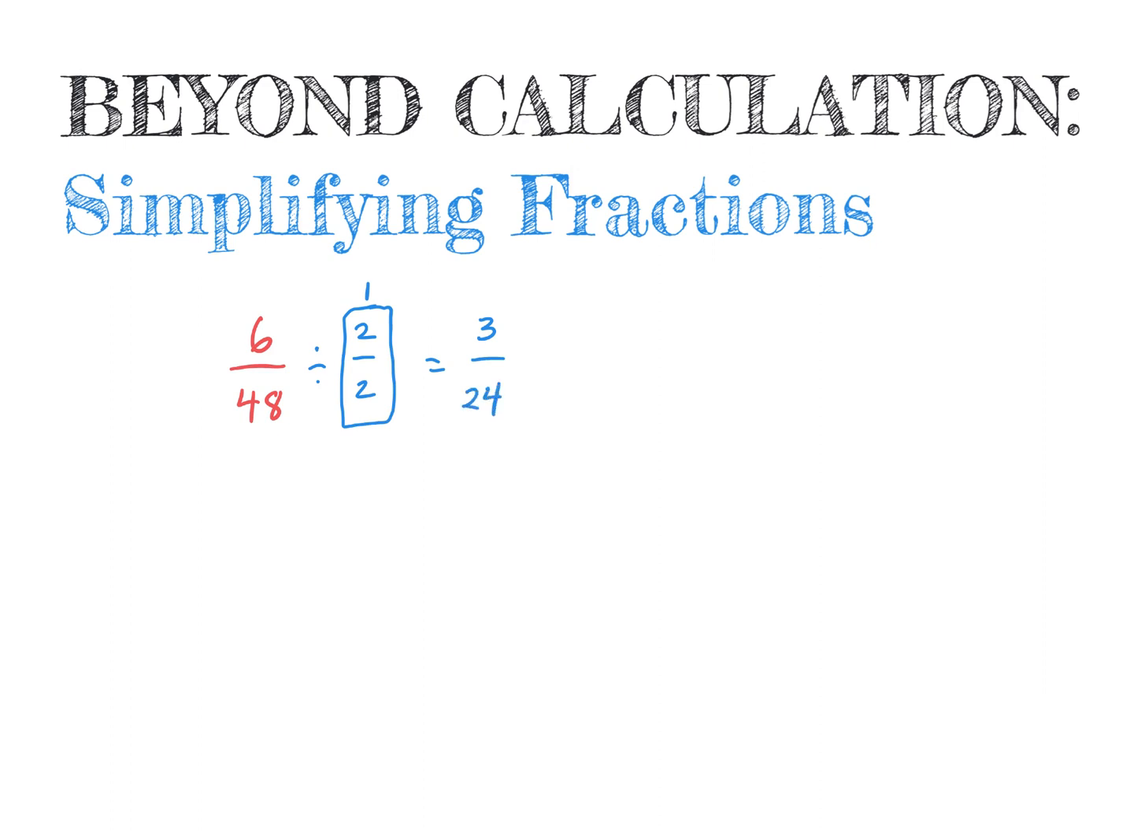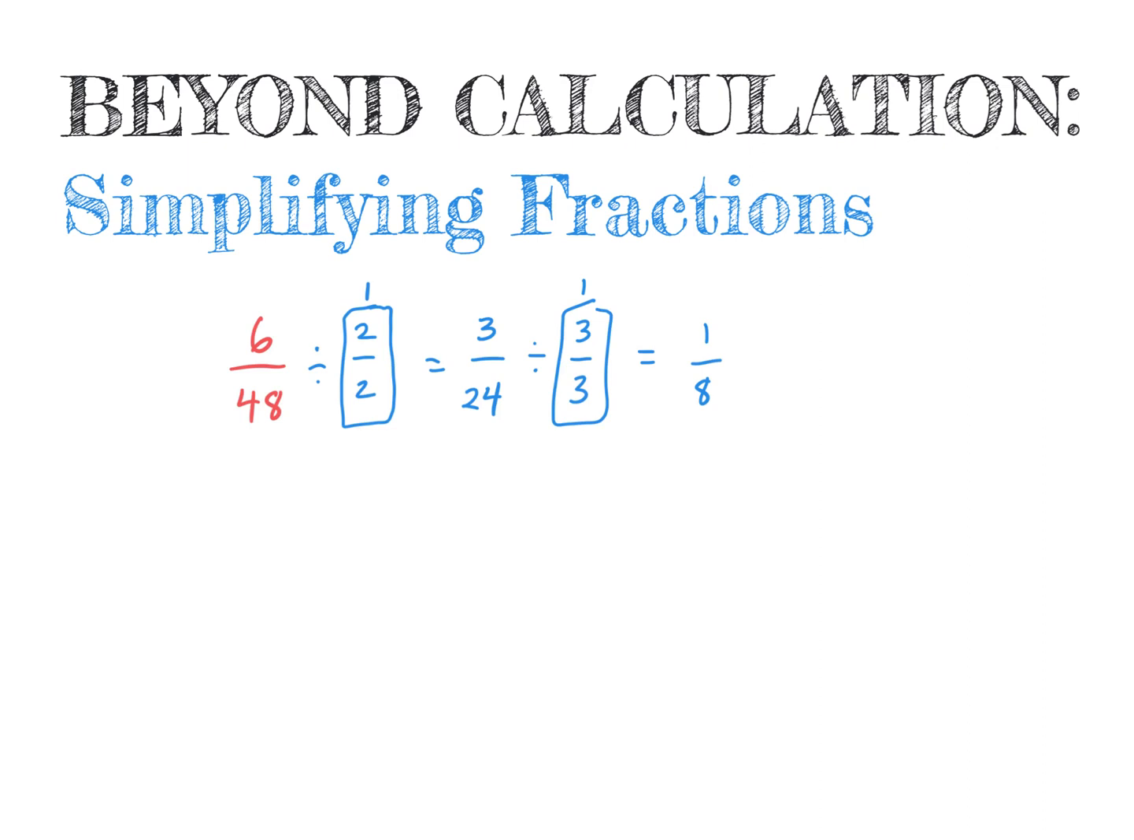And now you always want to keep going until you cannot find any more common factors other than 1 of the numerator and the denominator. So in this case, we do have another common factor that is 3. So we can divide by 3 over 3. That again is 1 whole. And we end up getting 1/8. And now we are in simplest form.